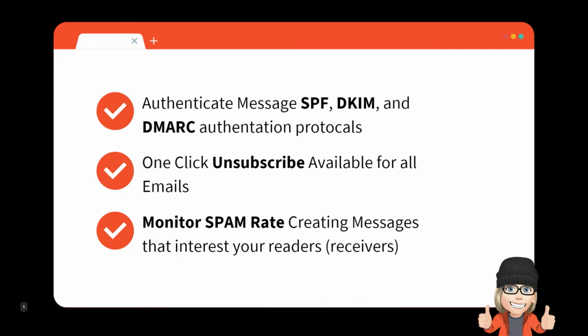So there's 3 things that we're going to be doing here. We're going to go through authenticating our message with SPF, DKIM, and DMARC authentication protocols. We're going to also be talking about the one-click unsubscribe, which should be available for you in all of your emails. And we're going to show you how to set that up if it's not set up, or make sure that it is on. We're also going to give you some great things to view on how to monitor your spam rate and how to send messages that interest your receivers. These are the 3 most important things.